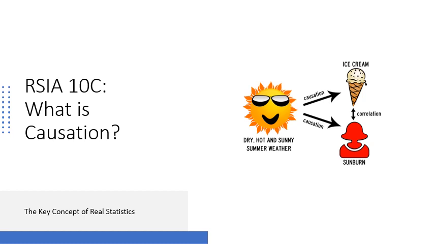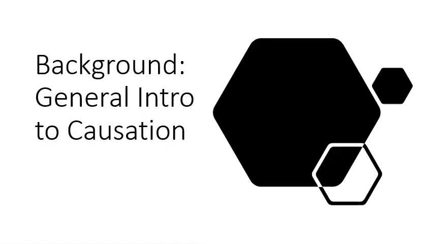Bismillahirrahmanirrahim. In this lecture 10C of real statistics, we will discuss the central concept of causation. As opposed to this, the central concept of nominal statistics is correlation. There is a huge amount of confusion related to the concept of causation in philosophy, in science, in econometrics, and so we will just give some basic background information to clarify this.